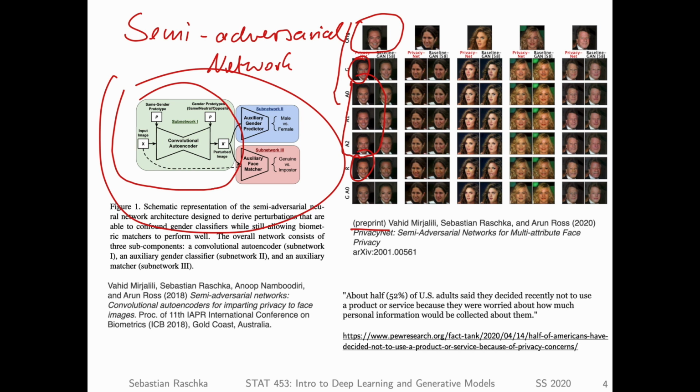So why is that useful? In this case, it is useful because we can selectively hide information that the users don't want to reveal. And there was just 2 days ago a survey result posted here saying that about 52% of US adults said that they decided recently not to use a product or service because they were worried about how much personal information would be collected about them. So one application of our project would be that you can still upload your image. However, you would be less concerned that automatic algorithms, data mining algorithms, could extract your personal information from these images.